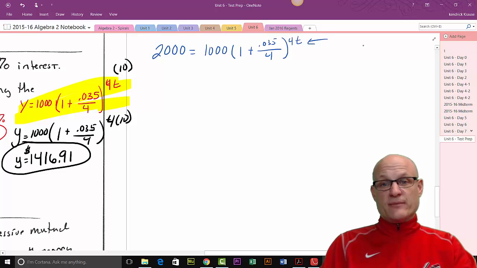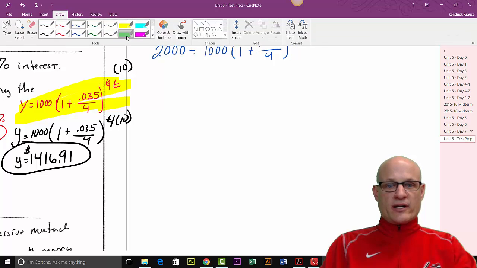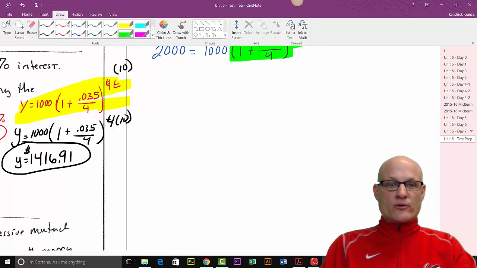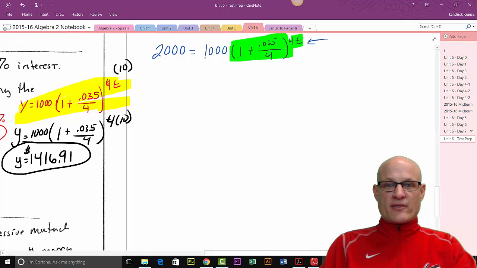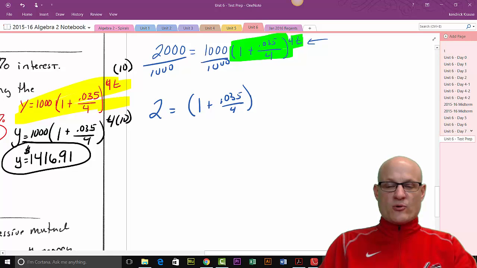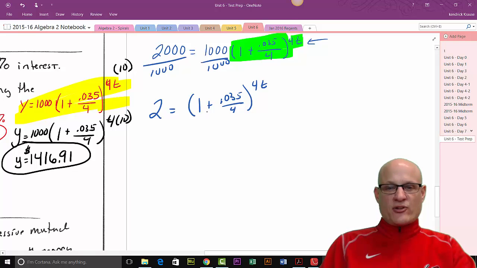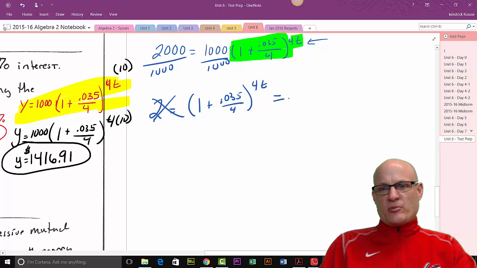Well, you have to isolate the weird thing, and in this case, the weird thing is this base and its exponent. So we're going to isolate that by moving the 1,000 over. Well, that's pretty simple. We just divide both sides by 1,000. So I get 2 is equal to 1 plus 0.035 over 4 to the 4t. And yeah, you could have typed that in your calculator, but it gives you almost as much of an obnoxious number. A lot of the kids don't like looking at this number on this side. They think it looks a little bit better when it's over here. So I'm just going to move it over there.